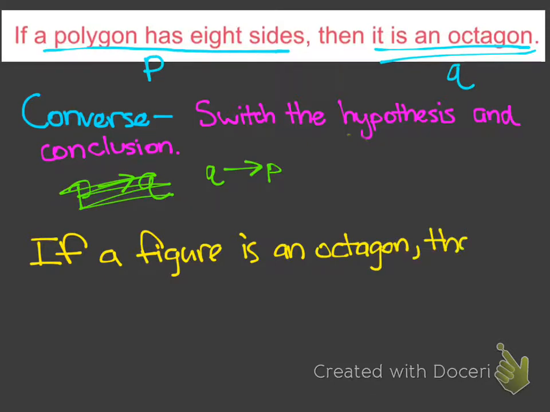Notice I added a few words in there to make it sound good. Then, and now we can state the hypothesis. It has 8 sides, or it is a polygon with 8 sides. Either one of those would sound good. So that is the converse. I simply switch the hypothesis and conclusion.